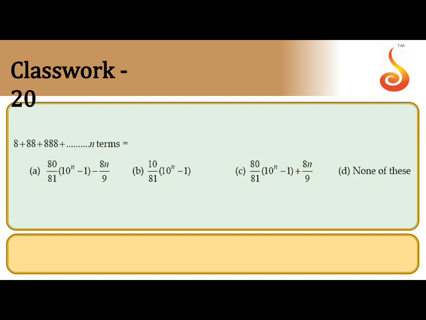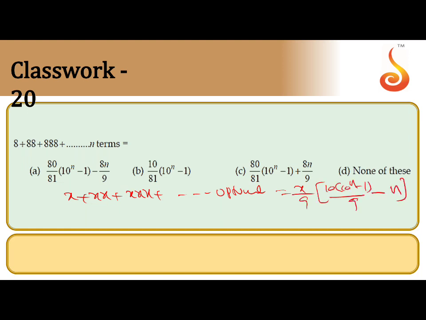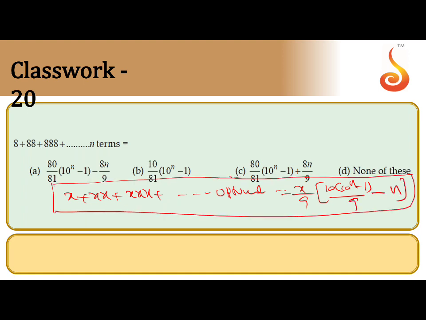Now another question: 8 plus 88 plus 888 and so on up to n terms. Normally solving this problem is very long, so there is a shortcut formula for this one. X plus xx plus xxx up to n terms. The answer is x by 9 into 10 into 10 power n minus 1 by 9 minus n. This is the formula. Here x can be any integer between 1 to 9. But here x equals 8.